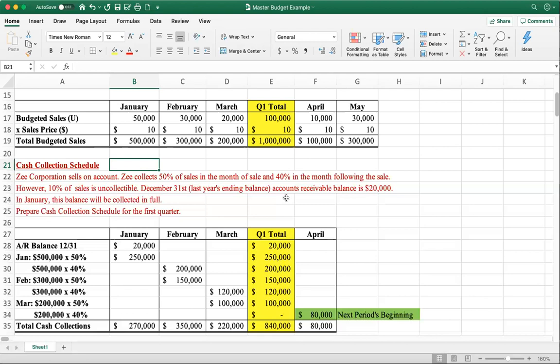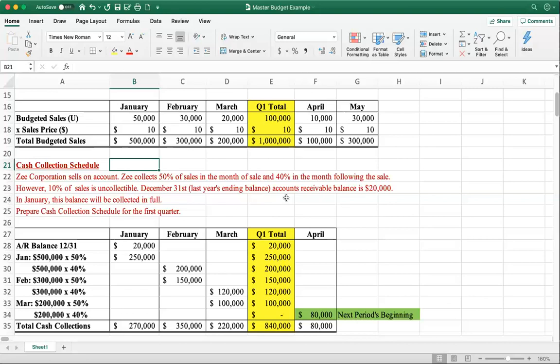So last month's ending balance becomes this month's beginning balance. You can consider December as the last quarter. The last quarter's ending balance becomes this quarter's, which is January, February, March, beginning balance, or the last year ended December 31st becomes this year's beginning balance. So they already have $20,000 that they are going to collect in January, right?